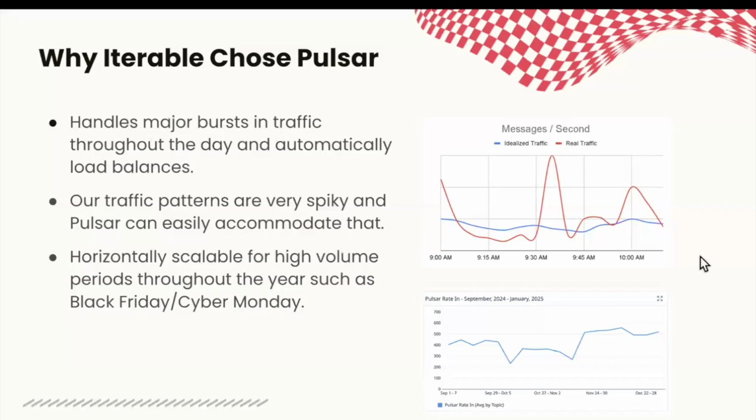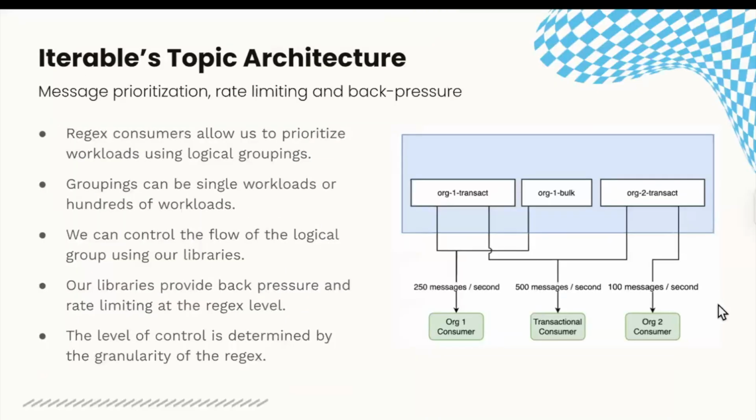Okay, next slide, please. So this is just a brief overview of our topic architecture and why Pulsar works so well for us. We have different types of topics. In this case, it's transactional topics and bulk topics. Transactional topics are like, here's your order or here's your password reset. Bulk is like, here are our specials for the month, or something along those lines.